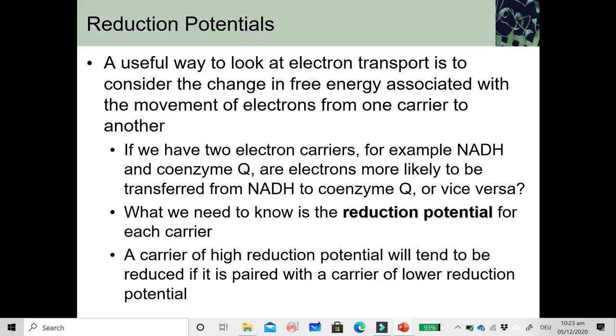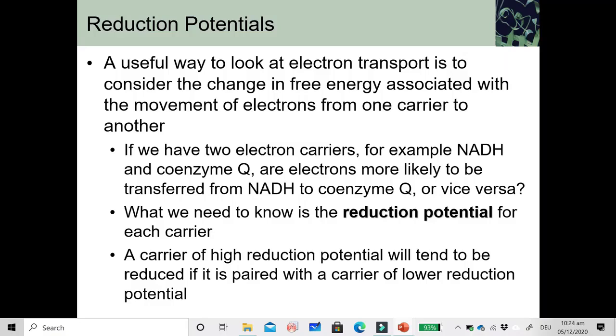Now, a useful way to look at electron transport is to consider the change in free energy associated with the movement of electrons from one carrier to another. If we have 2 electron carriers, for example, NADH and coenzyme Q, are electrons more likely to be transferred from NADH to coenzyme Q or vice versa? And in this case, our knowledge of reduction potential will be very useful. What we need to know is the reduction potential for each carrier.